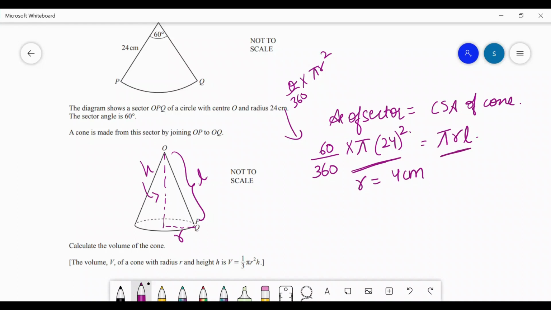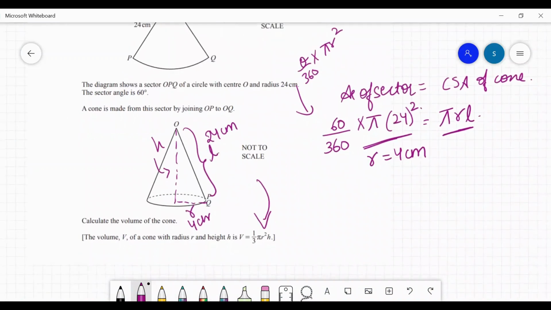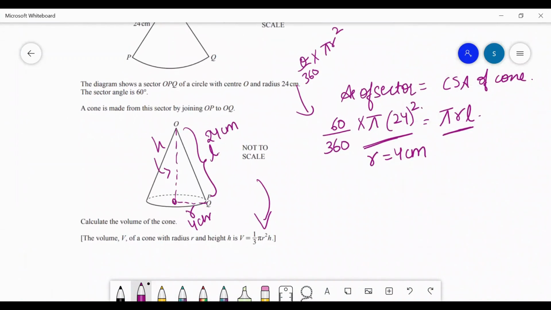Now we know R and we know L, because L is 24 centimeters. L is basically the radius, right? So this is 24 centimeters. We know R to be 4 centimeters. We just need height, because for finding the volume of this cone, that's the question, right? We have to find the volume of the cone. For that, we need height. So let's just use the Pythagoras theorem here. Let's just consider this triangle O. Yes, let me just name this point as D.